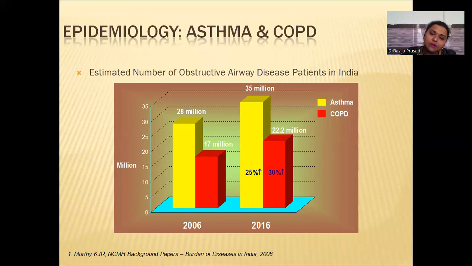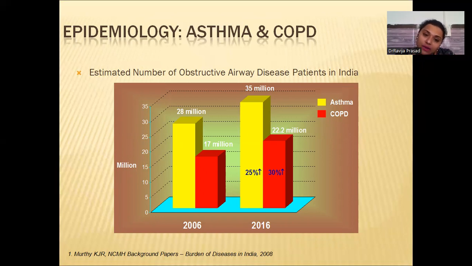In the same epidemiology of asthma and COPD, we can see the estimated number of obstructive airway disease patients in India. There are 35 million people who suffer from asthma. This is a study from 2003. There is an increased rate of asthma in comparison to COPD. There are more asthmatic patients in India, 35 million, in comparison to COPD patients, of whom there are only 2.2 million.